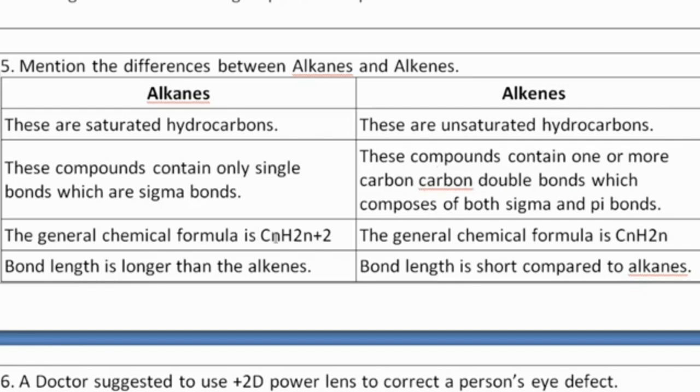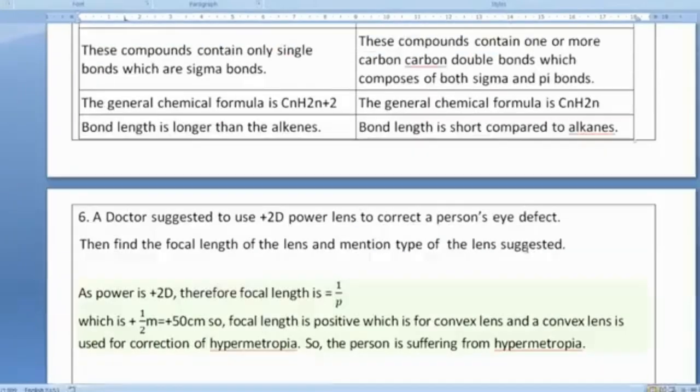The general chemical formula of alkanes is CnH2n+2. The general chemical formula of alkenes is CnH2n. The bond length in alkanes is longer than in alkenes, whereas the bond length in alkenes is short compared to alkanes.